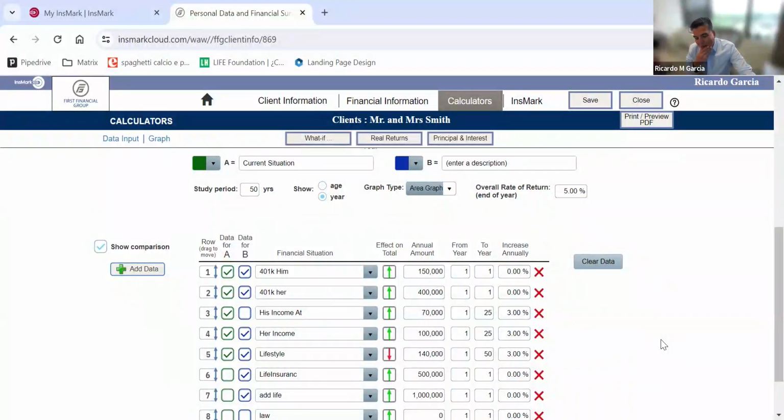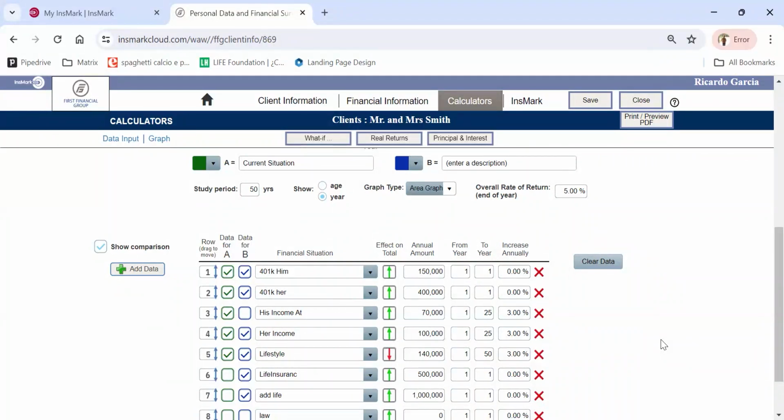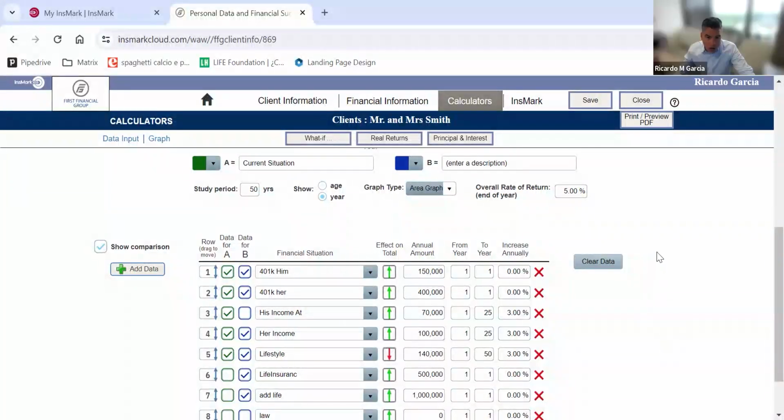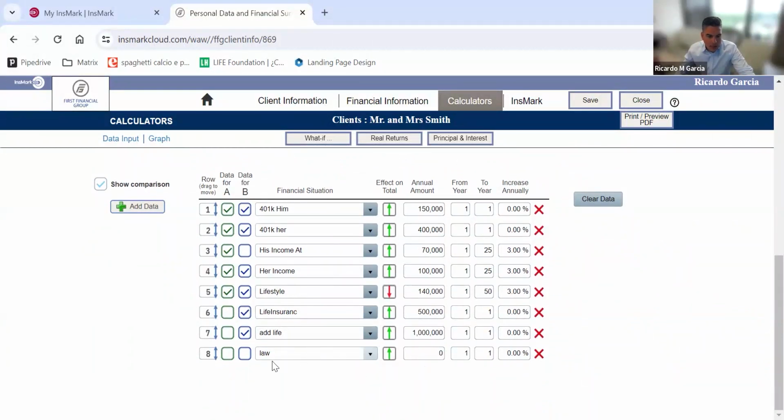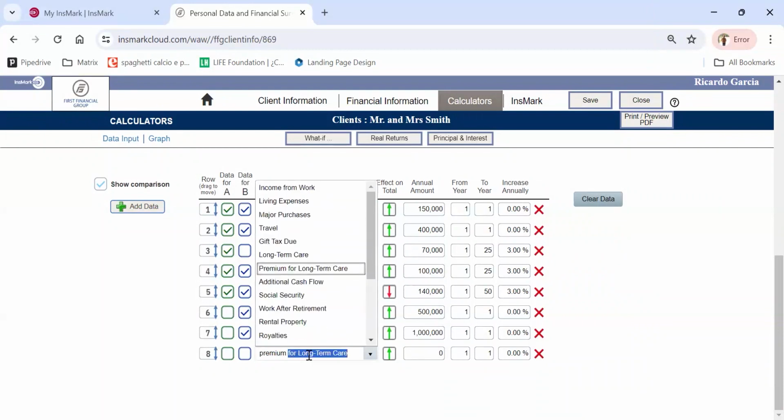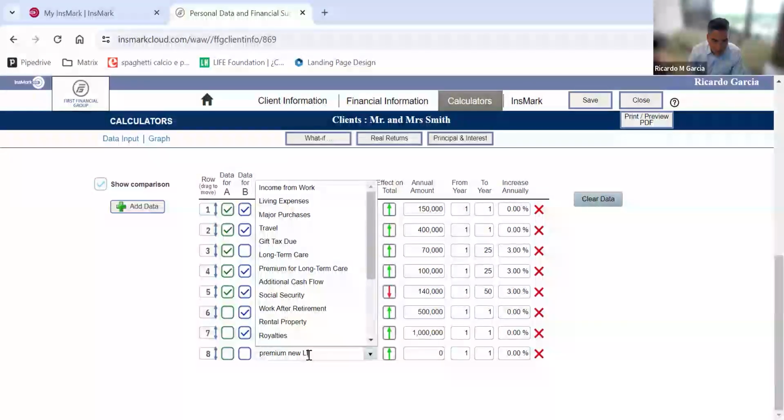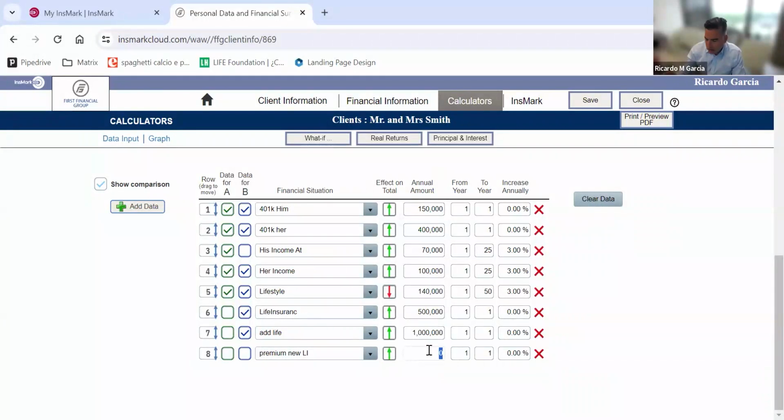So Ricardo, how do you account for the life insurance premium? So I just add to it. I just say premium of new life insurance. And then let's say they need it for 20 years because the kids are like 6. So let's say the premium is, I don't know, let's just make up a number, $2,000 a year, from year 1 for the next 20 years. Got it? And this is money going out.